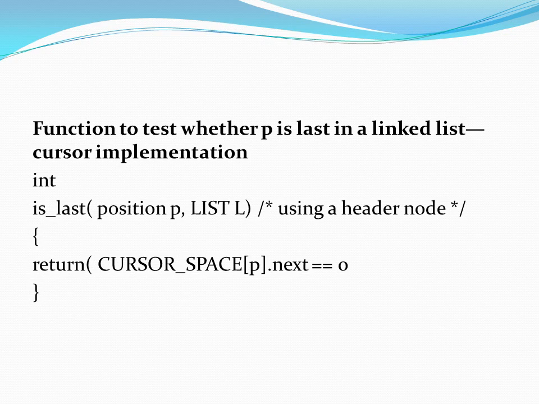Next, the function to test whether P is last in a linked list, cursor implementation. A particular element is last means the element's next field contains the index value 0. int is_last(position P, List L): in the list L, is position P the last element or not?